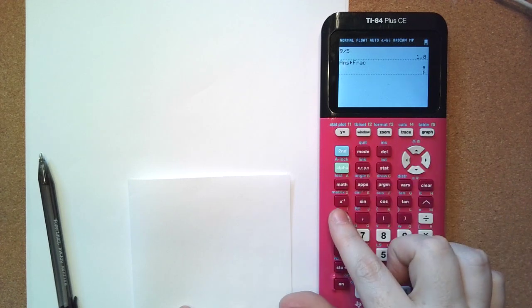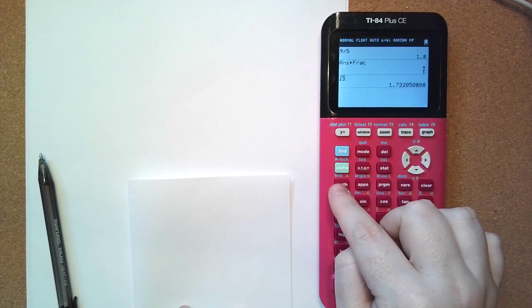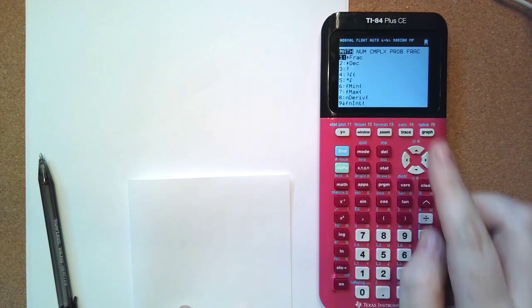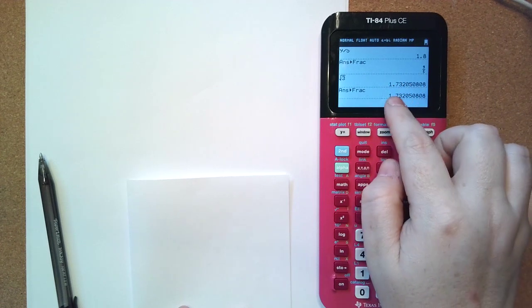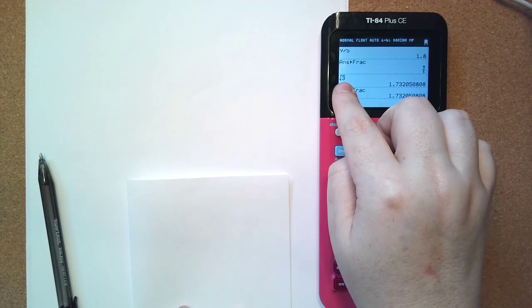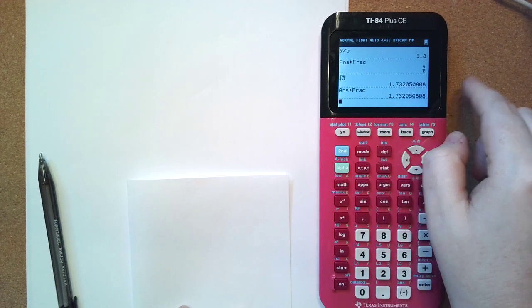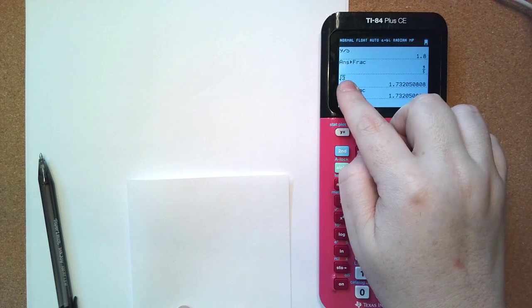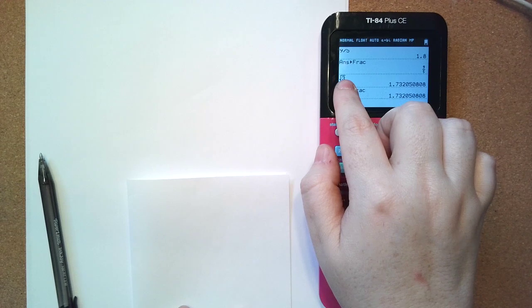So if I take the square root of 3 and I press enter, I get a decimal. If I click math and then I press enter on fraction and then fraction, it still gives me a decimal. The reason this happens is because the square root of 3 is an irrational number, which means that this decimal continues on forever. It means I cannot turn this into a fraction.